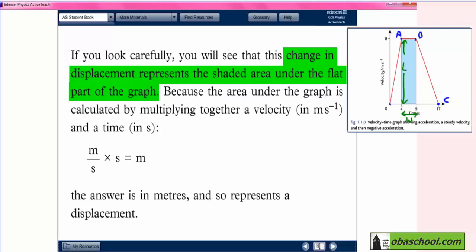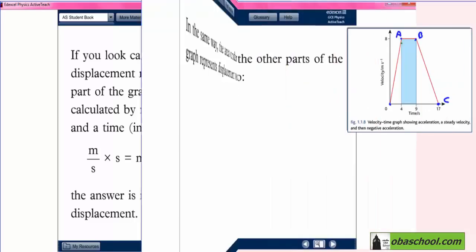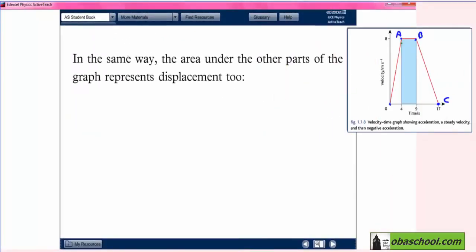If you look carefully, you will see that this change in displacement represents the shaded area under the flat part of the graph, because the area under the graph is calculated by multiplying together a velocity and a time. Meter per second times second, which is equal to meter. The answer is in meters and so represents a displacement. In the same way, the area under other parts of the graph represents displacement too.